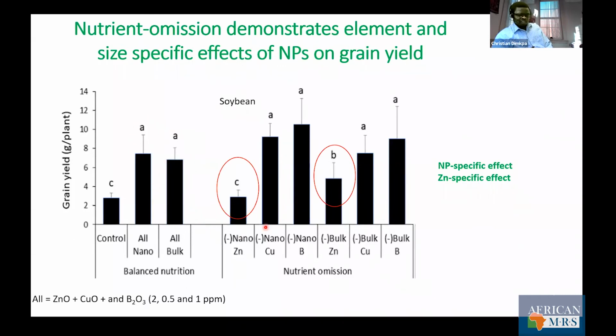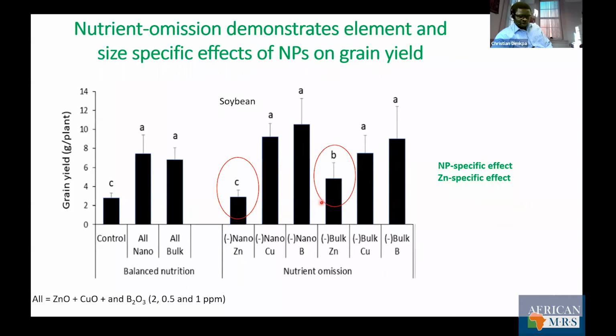However, when you omit, now you want to see which of these nutrients is causing the effect you see here. When you start omitting zinc, copper, and boron stepwise, when you remove the zinc oxide, the zinc from this all, you see the effect goes back to the control. That tells you immediately that the zinc in this place is active and is involved in this effect you see here. When you remove the copper, there's no effect. You remove the boron, there's no effect. And the same also for the bulk.